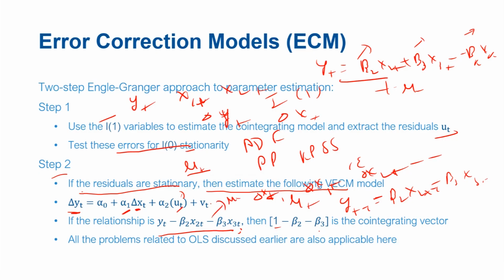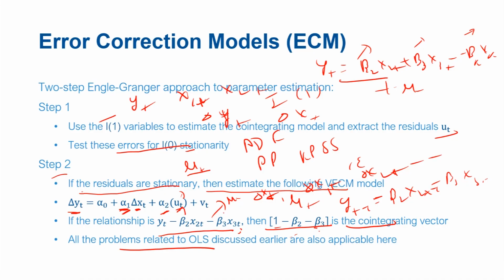So this is your mu t. When you again estimate this relationship, then in that case, alpha 1 captures your short-term relationship, alpha 2 captures your correction in error. It's like speed of adjustment towards equilibrium because it is getting multiplied to mu t. And this is your co-integrating vector 1 minus beta 2 minus beta 3, which captures the long-term relationship. And now this model can be estimated with OLS.